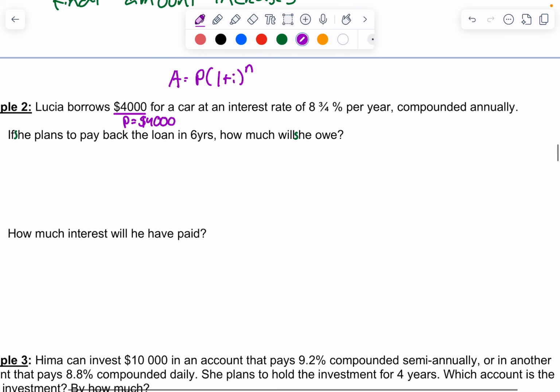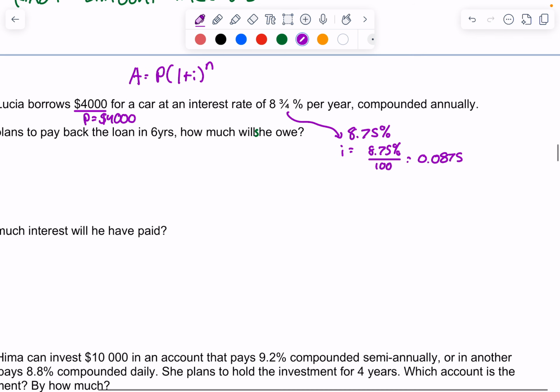Well, there's an interest rate of 8.75%. Okay, so first, let's put that into a decimal percentage. So that's 8.75%. But then we need to put that into actual decimal, right? So then your I is actually 8.75% divided by 100, right? Because you're putting it into a decimal. So that's 0.0875. Okay, compounded annually. Well, what that means is you have one compound period.